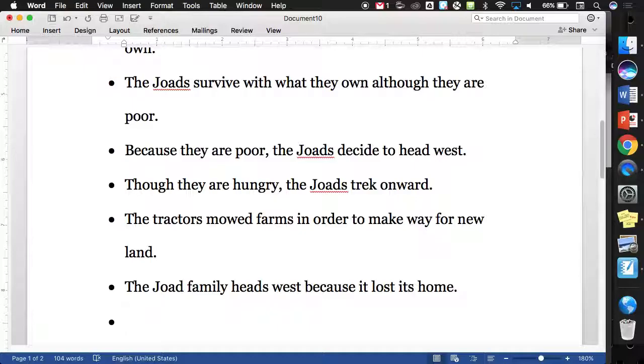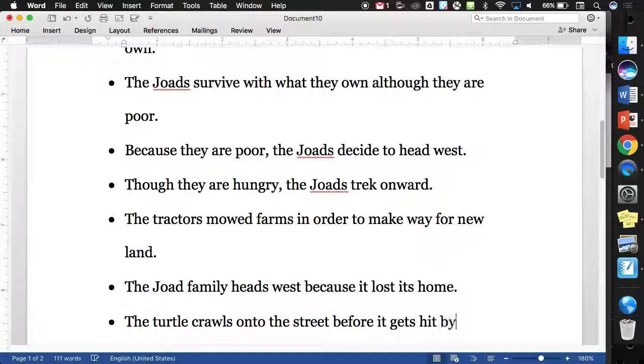We got one? Yeah. Well, does that have to be complex? Nope. Just use the word before. The turtle crawls onto the street before it gets... So we have the... The turtle, you said crossed onto the street? Oh, crawls. Thank you. Crawls onto the street before it gets hit by a car. Is it complex?